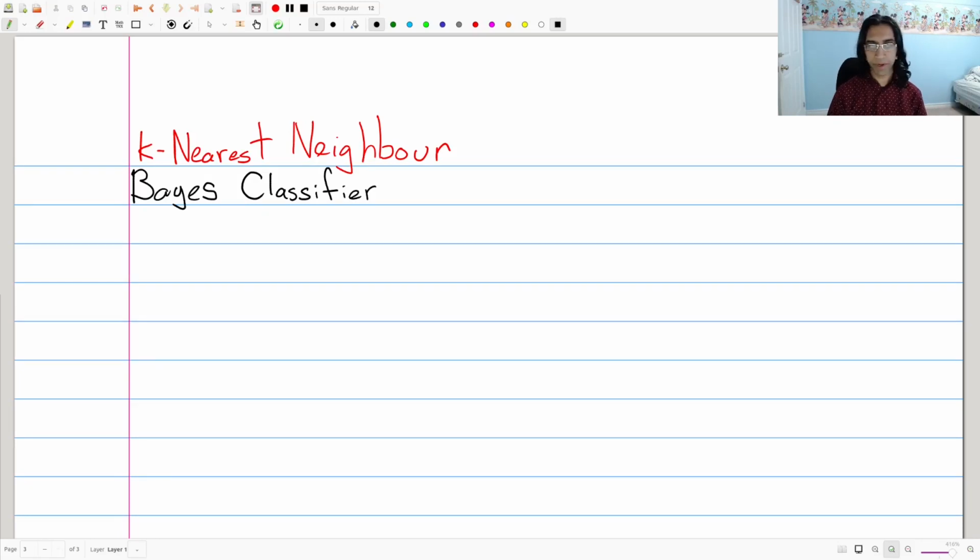Welcome. Today we're going to talk about the k-nearest neighbor classifier. It's a very simple method which is very easy to run and very intuitive, and it's often a good baseline before trying more complex methods.